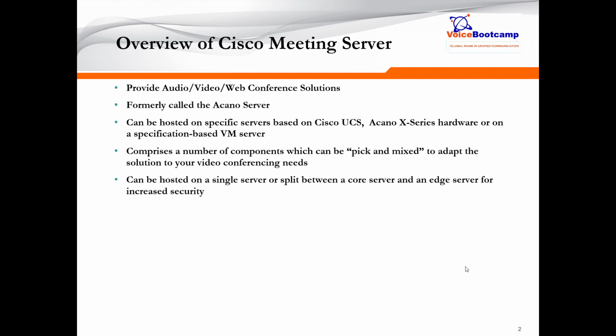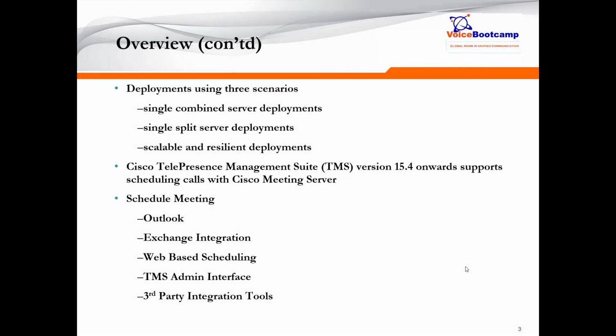Now, this particular server or solution can consist of multiple components, which you can of course pick and mix depending on the type of environment that you have. For example, you can have a single server combined solution, split solutions, or a highly redundant environment. Now, the deployment models that we have for Cisco Meeting Server are, for example, single combined server deployment, single split server deployment, and scalable and resiliency deployment.